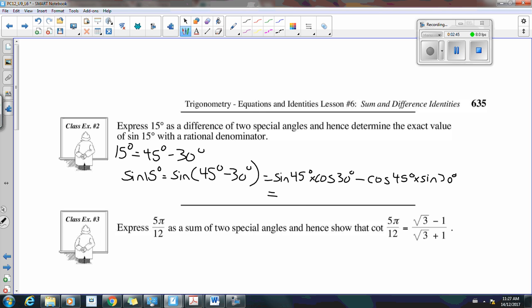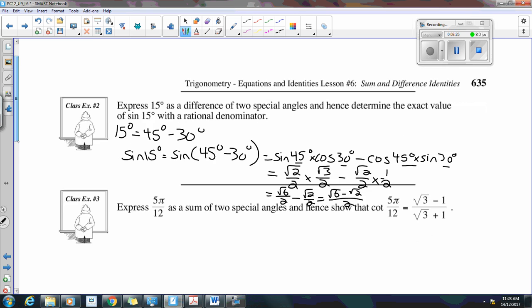Sine of 45 degrees is root 2 over 2. These are all in quadrant 1, so they'll all be positive. Cos of 30 is root 3 over 2. Cos of 45 is root 2 over 2. And sine of 30 is 1/2. Now we just need to simplify. Root 2 times root 3 is root 6. So this is root 6 over 2 minus root 2 over 2, which we can write as a single rational expression as root 6 minus root 2 over 2.